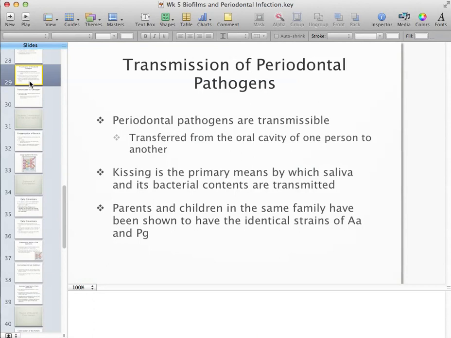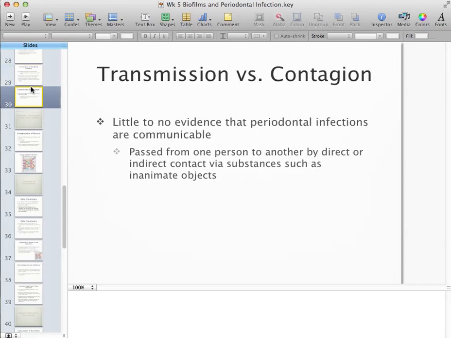Transmission of periodontal pathogens. Periodontal pathogens are easily transmittable. They can be transmitted from the mouth of one person to the mouth of another, which is why kissing is the primary way saliva and its bacteria contents are mixed around between different people. This is also important because it can happen between parents and children sharing spoons or straws. So that's important to remember. However, little to no evidence supports the fact that periodontal infections are communicable, which means we're not sure if perio can be passed from one person to another by indirect or direct contact.